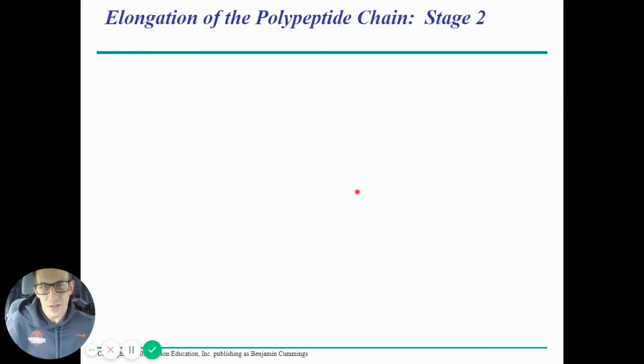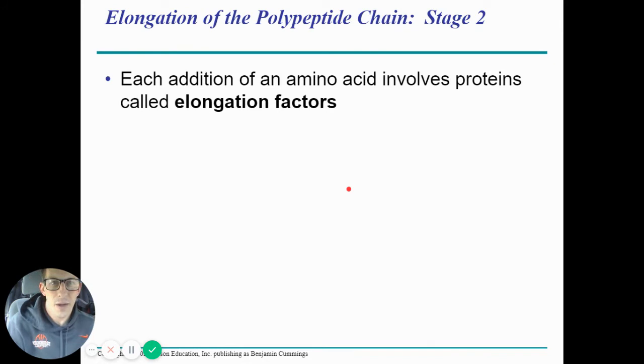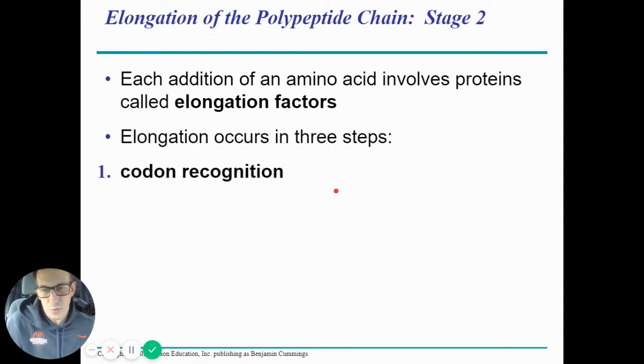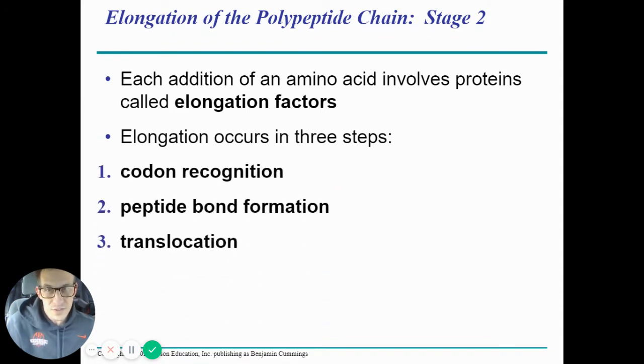Next we have elongation of this polypeptide chain, where each addition of an amino acid involves proteins called elongation factors, which we don't worry about. But elongation occurs in 3 steps of its own. First, you have to recognize the codon.